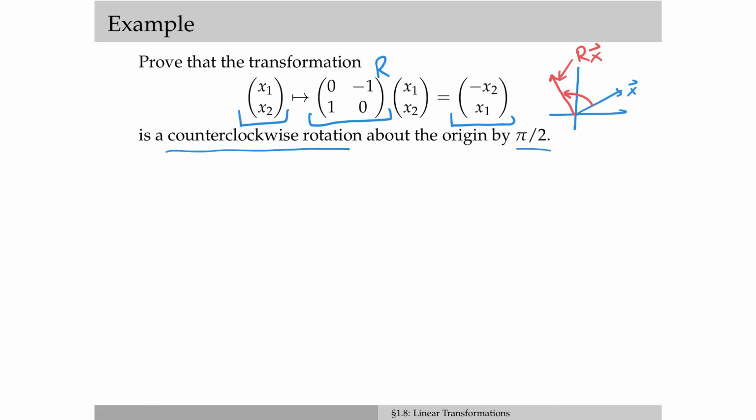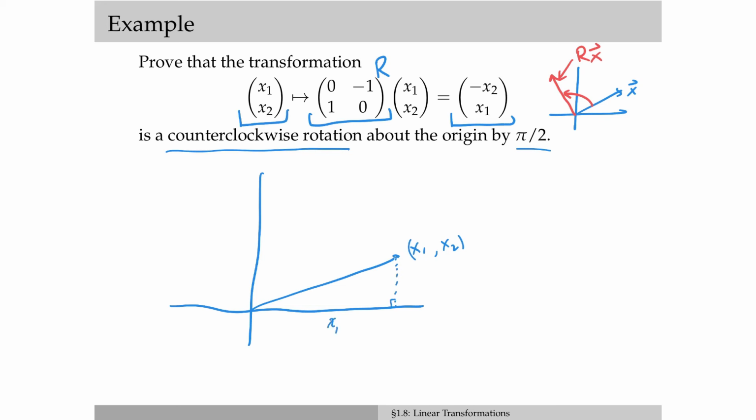So let's see here. This is x1, x2. Now I can draw this like so. So this length right here is x1, and this length right here is x2. This right here is negative x2, x1, is the image of x1, x2. Let's call this little angle here alpha.